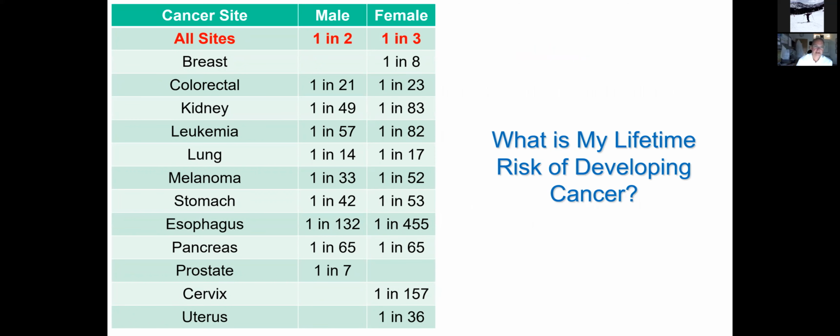What's your lifetime risk of developing some type of cancer? For men, it's 1 in 2, and for women, it is 1 in 3. You can see that for men, for instance, prostate cancer is fairly common, 1 in 7. Esophageal is much more rare. For females, esophageal is quite rare, actually, but breast cancer is much more of an issue, 1 in 8. So you can see these different rates across both men and women.